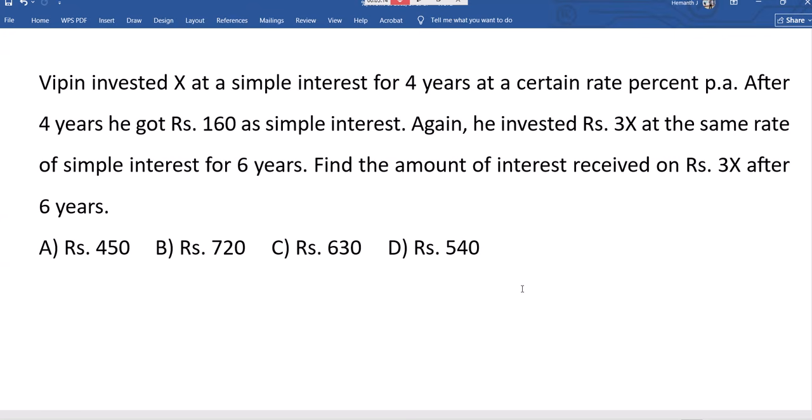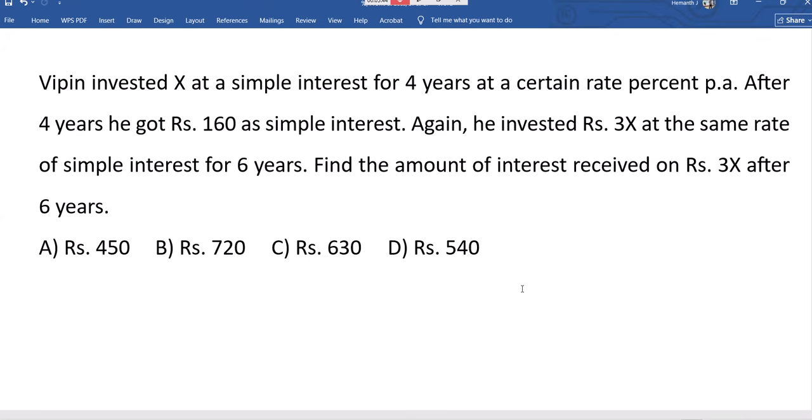Try. I am telling you, without formula you can do this. Just know the concept. If your rate of interest doubles, interest will double. If your investment is double, principal double, interest will double. Time double, interest will double. Interest is directly proportional to principal, interest is directly proportional to time, interest is directly proportional to rate of interest. In this question, investment is triple.